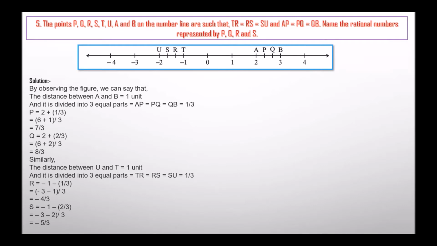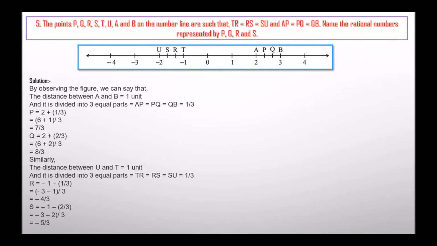So P equals 2 plus 1 by 3, that is 6 plus 1 upon 3, that is 7 upon 3. Q equals 2 plus 2 upon 3. So 6 plus 2 upon 3, that is 8 upon 3.